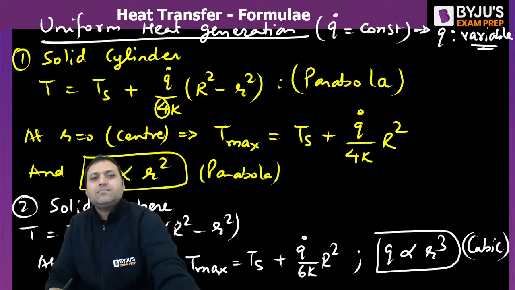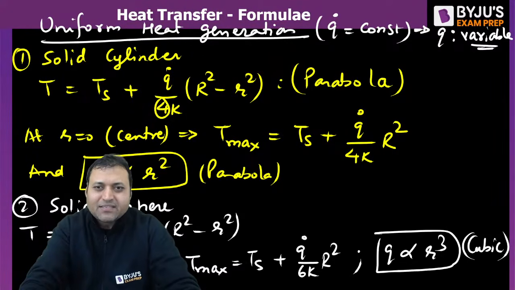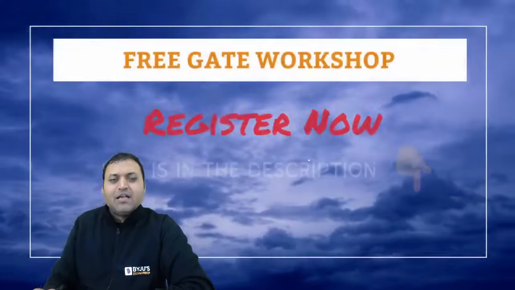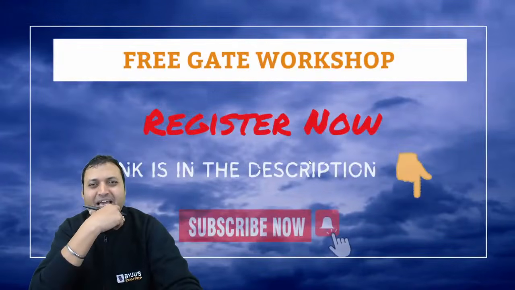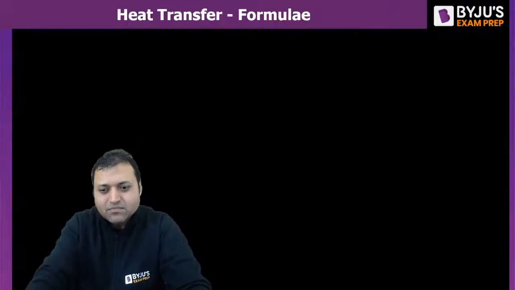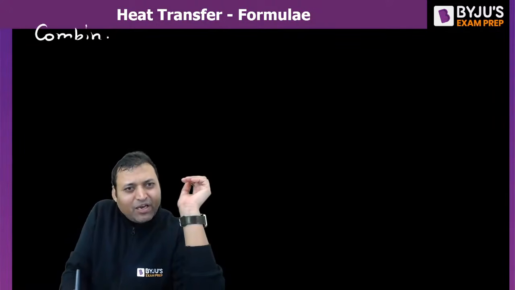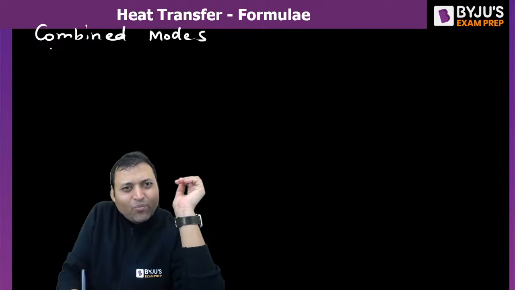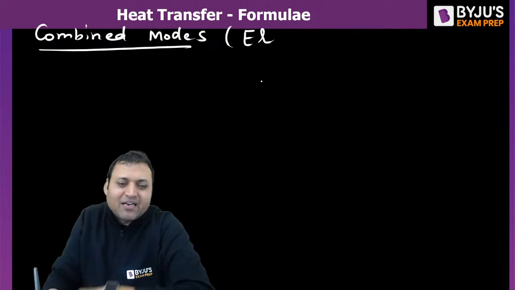So these are the formulas for conduction. After that, let us discuss some formulas for the combined modes of heat transfer. Let us move to the combined modes of heat transfer quickly, as your time is very crucial. What is the meaning of combined modes of heat transfer? It is when more than one mode of heat transfer exists. These are analyzed by electrical analogy or circuit diagram.